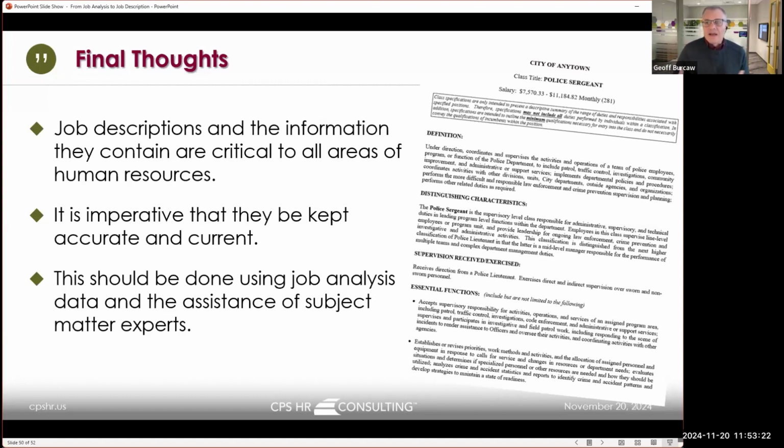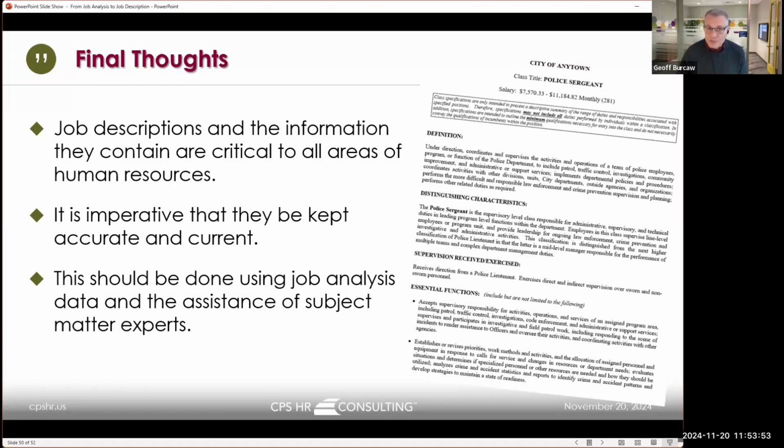Again, I can't stress enough how important job descriptions and all of the information in them are for all areas of human resources. Really, I don't think there's anything you can do in human resources that doesn't require having this accurate, up-to-date information about the jobs in your organization and what it takes for people to be successful. And all of that documentation gets boiled down into this one document, this job description.